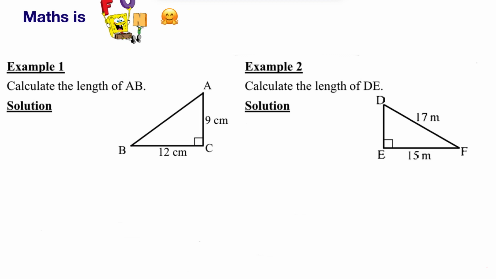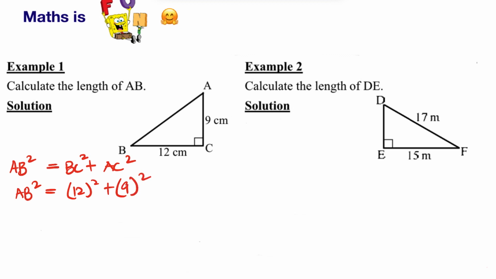So what do you do? As usual, you write the formula. You say the square of the longest side, which is AB, is equal to the sum of the squares of the two sides, which is BC square plus the square of AC. And then the next thing that we do, we substitute. We are looking for AB square, and our BC is 12, plus AC is 9 square.